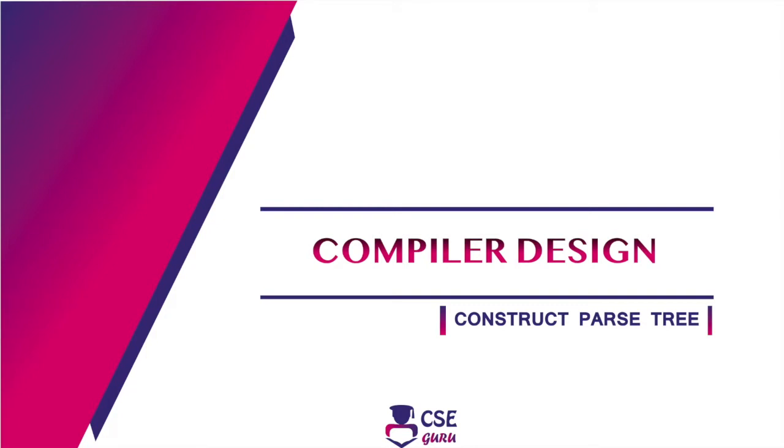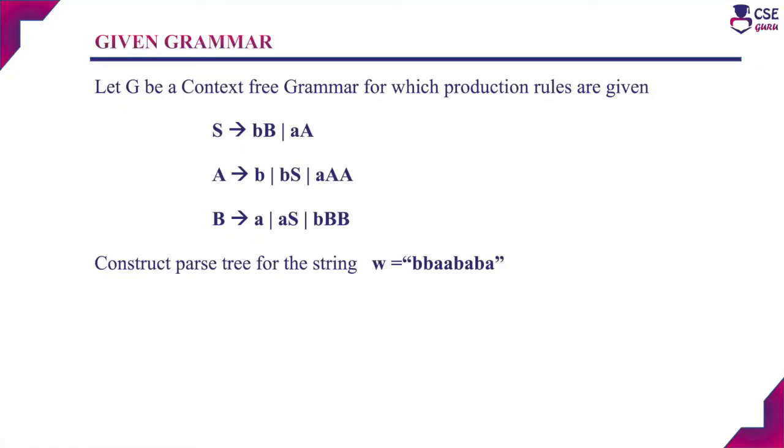In this session, we will discuss with an example how to construct a parse tree in compiler design. The given grammar is, let G be a context-free grammar for which production rules are given. S derives BB or AA, A derives BBS or AAA, B derives AAS or BBB. Construct the parse tree for the string w equal to bbaabaaba.